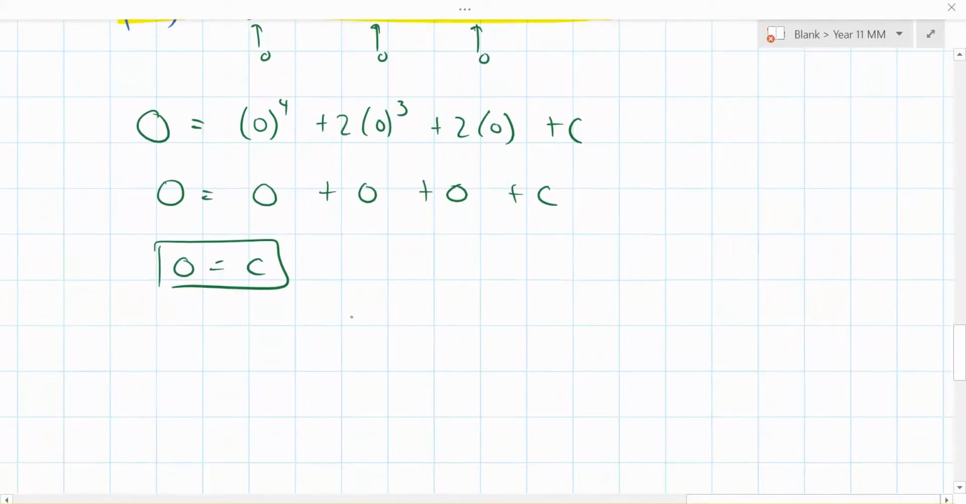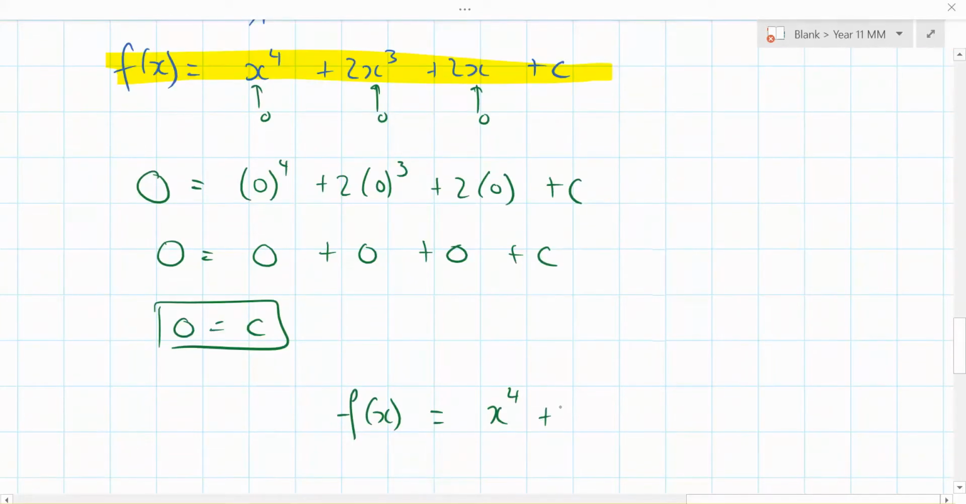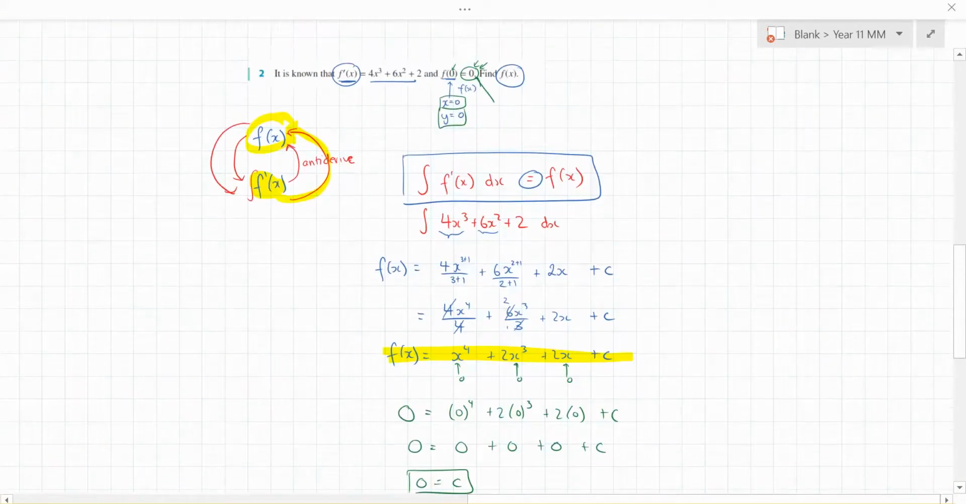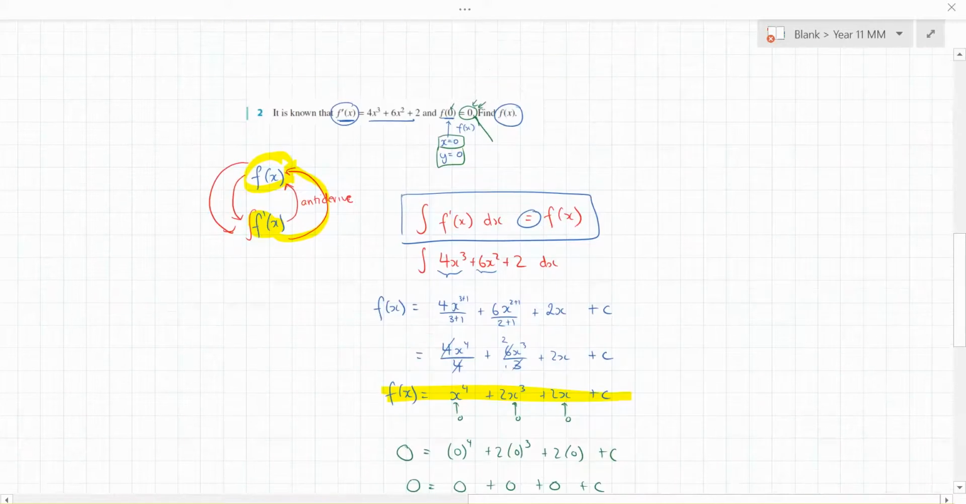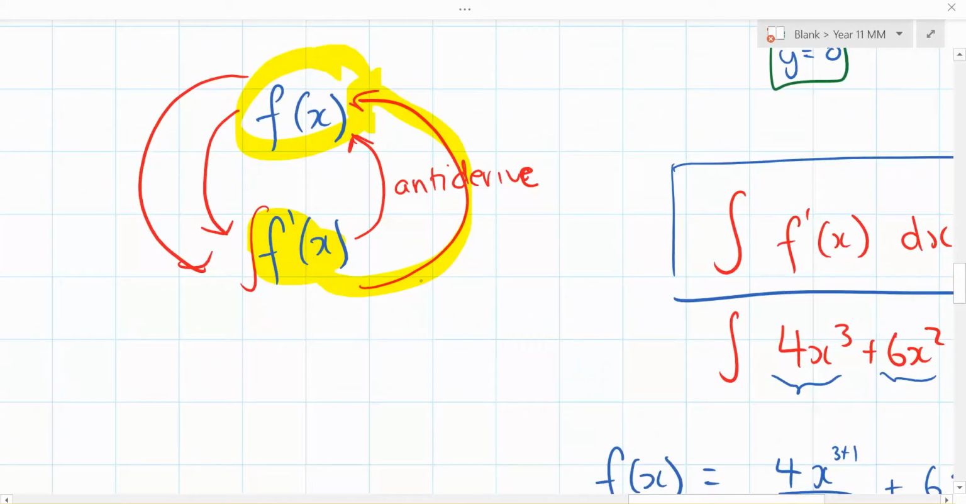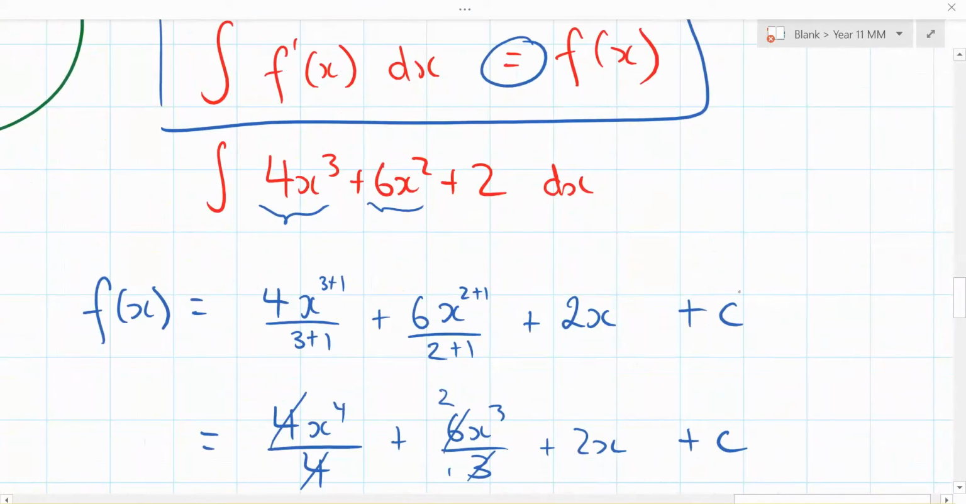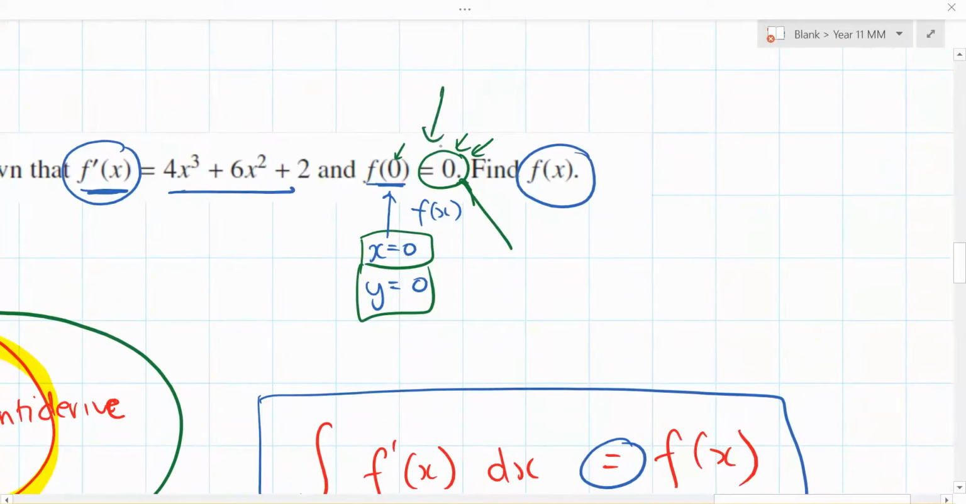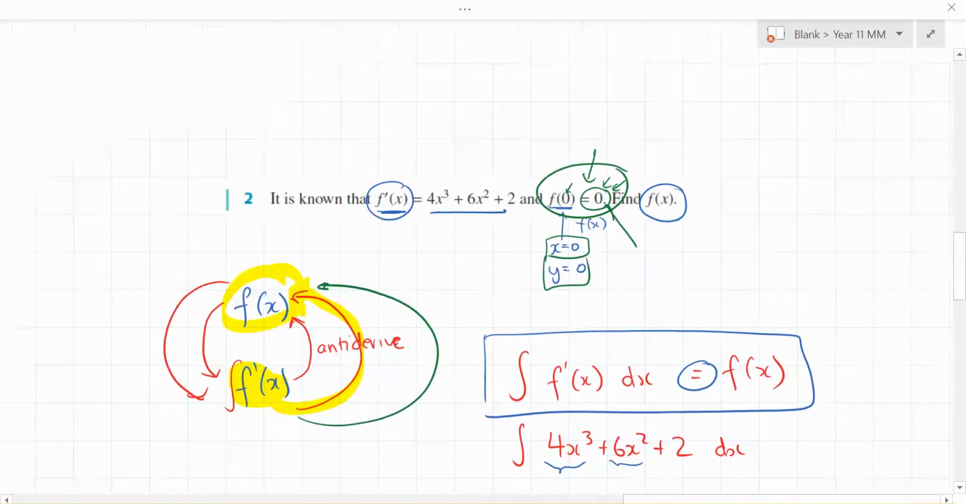So what does that tell me? They said find f of x, which is the question. I've got x to the power 4 plus 2x cubed plus 2x, and I just found out c is 0, so that's my answer for question 2. The skill in this one is to realize that when you're finding the antiderivative, you're going back to find the original function, but there's a problem because we don't know what the plus c is. That's why they have to give you a coordinate. Okay, let's do another one.